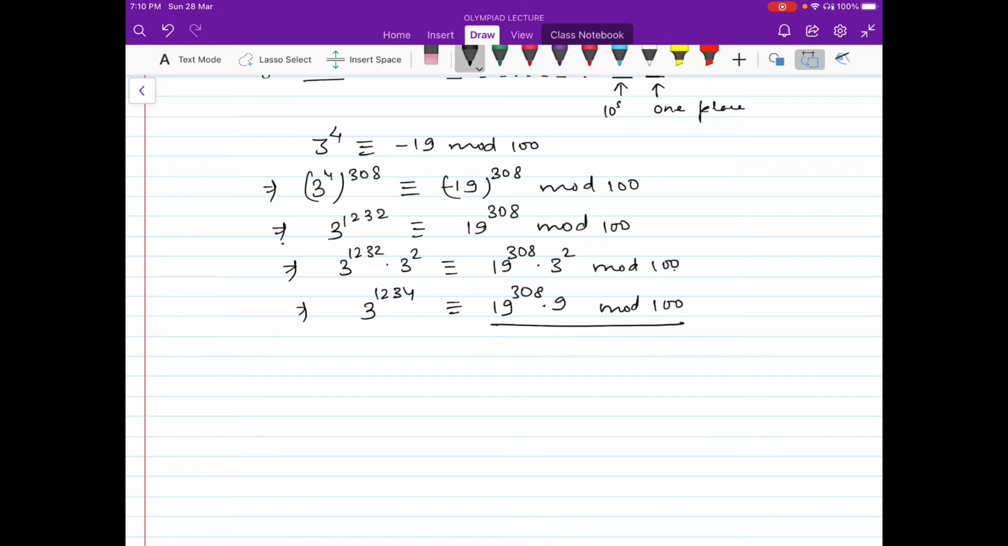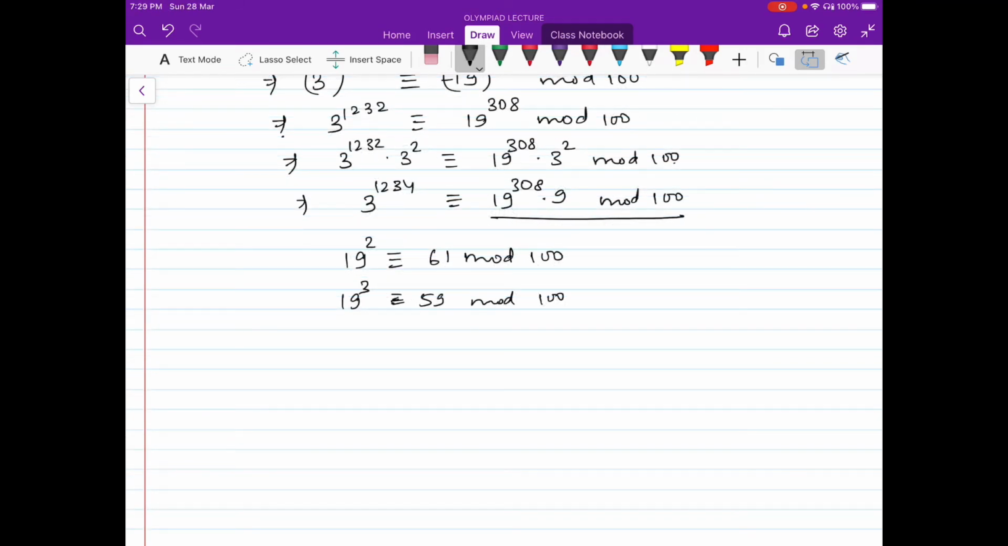So for simplifying this, we will find 19 powers. So 19 square is 361. So when you do this, 361 is congruent with 61 mod 100, because when you divide 361 by 100, it will leave remainder 61, and on division of 61 by 100, it will leave the same remainder 61, right? So here 19 cube is congruent to 59 mod 100, or else you can also write that 19 cube is congruent to minus 41 mod 100.